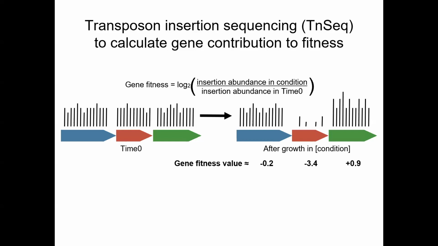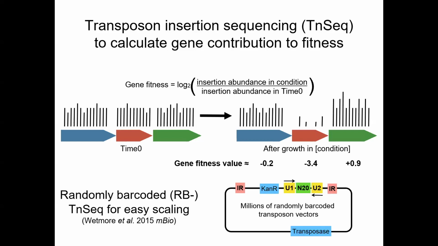The challenge with this method really comes down to the difficulty in identifying and quantifying the transposon insertion sites. And so this is where the recently developed randomly barcoded or RB-TnSeq comes in. This is just one strategy to make this process easier. All that's really changed is how these counts are generated. So for each insertion, a random 20 nucleotide barcode is carried along with the transposon into the genome.